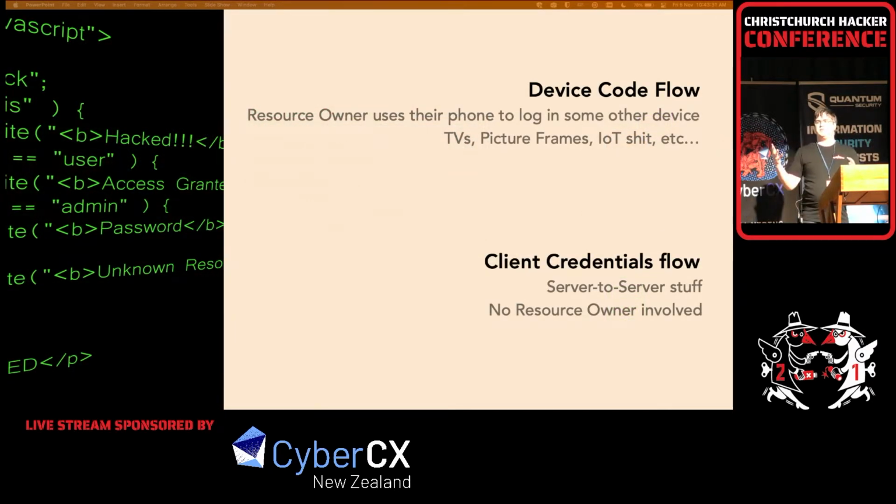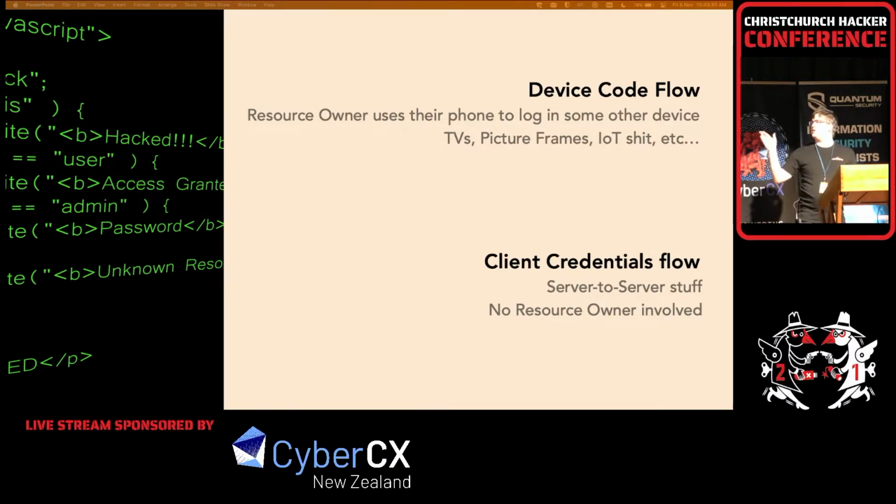There's actually a couple of other flows as well. The one that I just demonstrated here is called the authorization code flow, named after that particular token. There's a couple of others as well. We've got device code flow, which is what you use when you're logging into things like your TVs or your photo frames or whatever. It's where you don't necessarily have a browser that you can actually use to do the login. You have to use some other device.